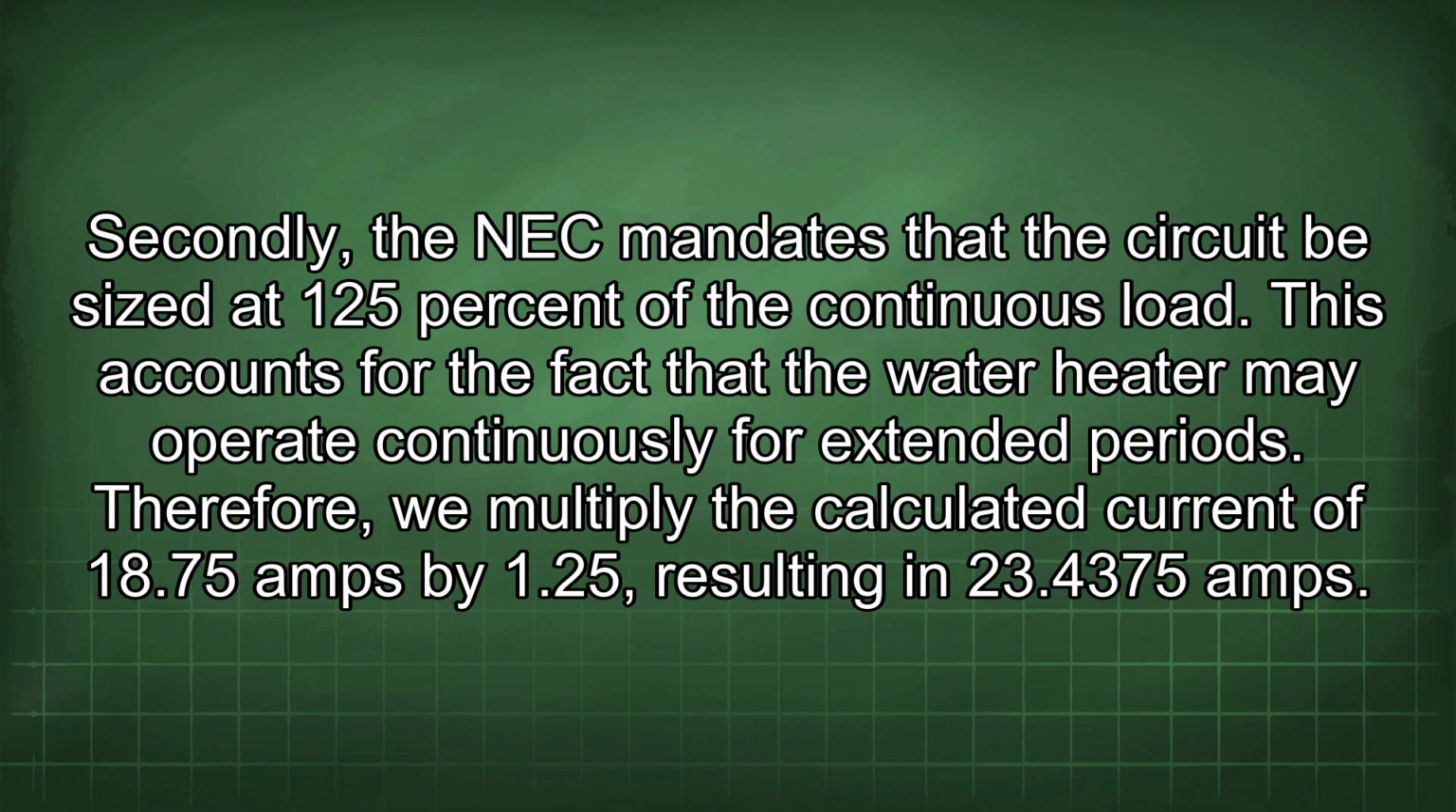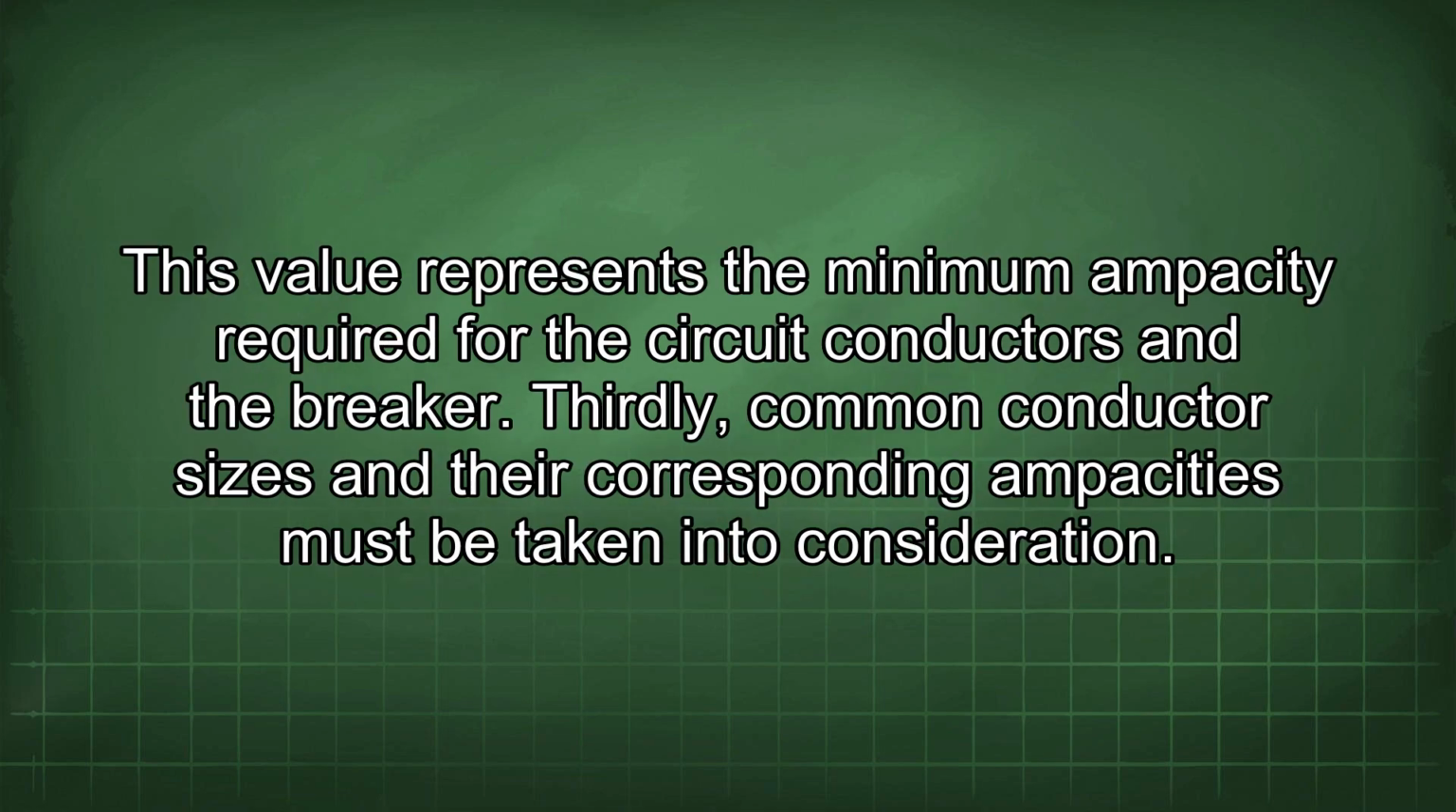Secondly, the NEC mandates that the circuit be sized at 125% of the continuous load. This accounts for the fact that the water heater may operate continuously for extended periods. Therefore, we multiply the calculated current of 18.75 amps by 1.25, resulting in 23.475 amps. This value represents the minimum ampacity required for the circuit conductors and the breaker.